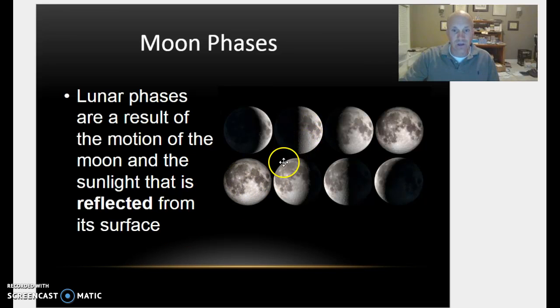So there are names for all of these different phases. We're not going to go through them all right now, and we will also be doing a little demonstration to show why you get these different appearances. But for now, make sure that you have this in your notes.